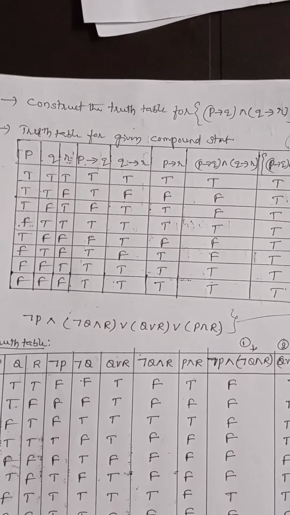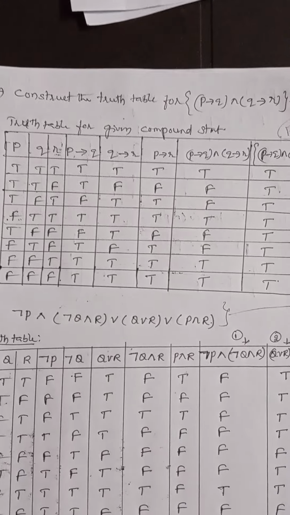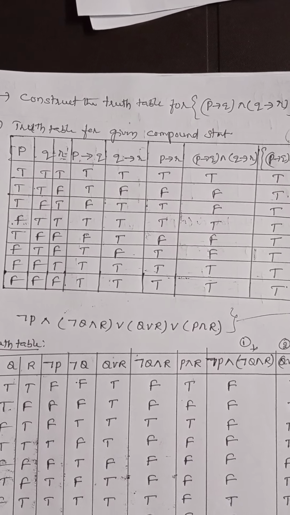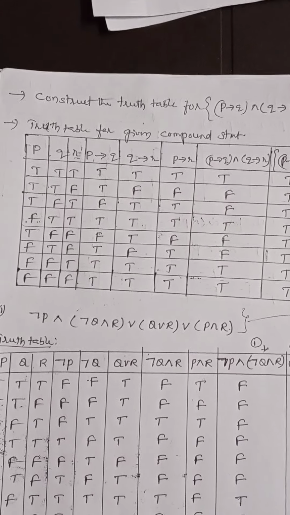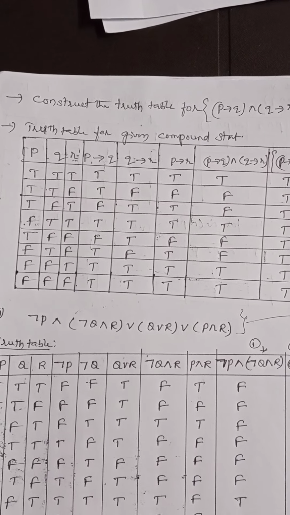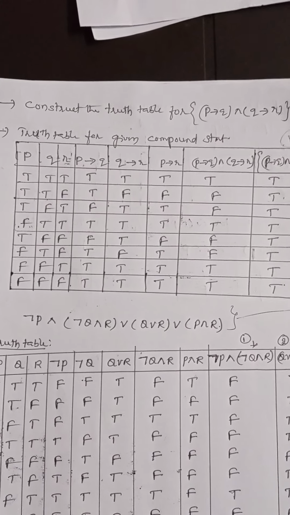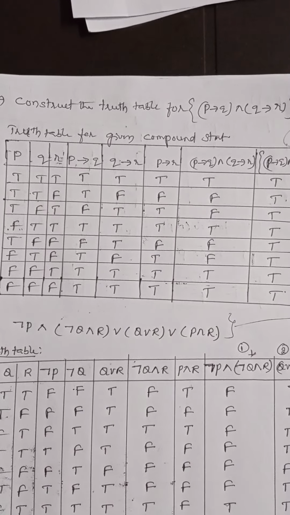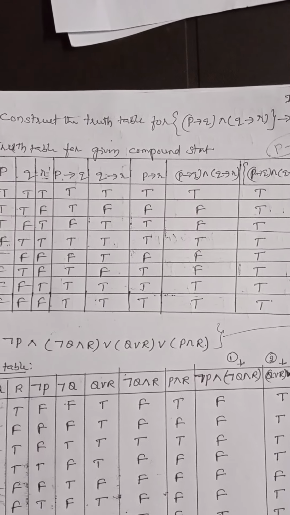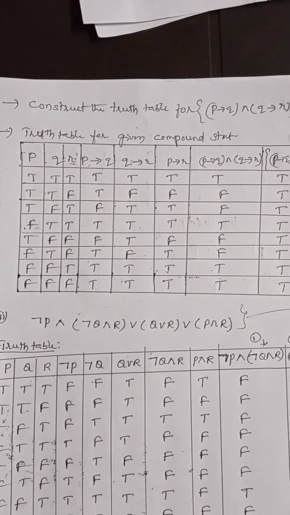Now, how many possible truth values are there? How many variables are there? Three variables. For each variable, how many possible truth values are there? Two. One is true, the other is false. That's why it is 2 to the power of the number of variables. 2 power 3, how much? 2 into 2 into 2. 2 2s are 4, 4 2s are 8. That's why you will get 8 possible combinations.